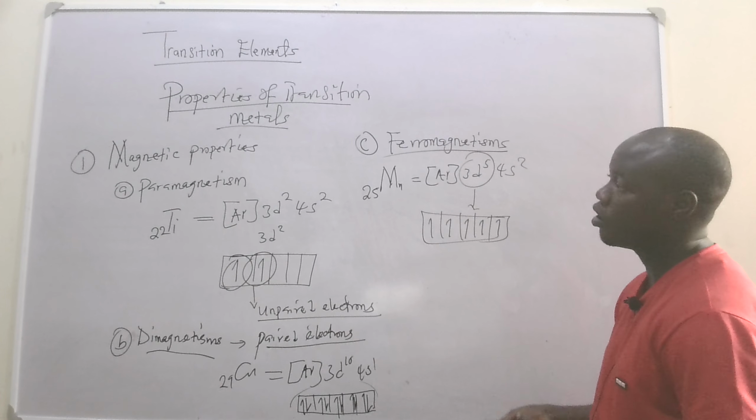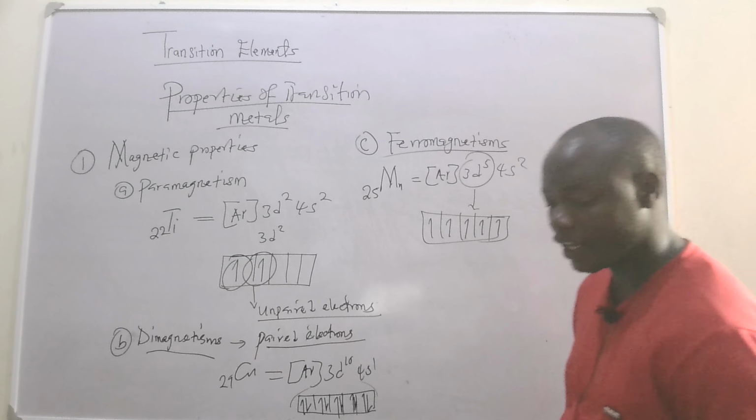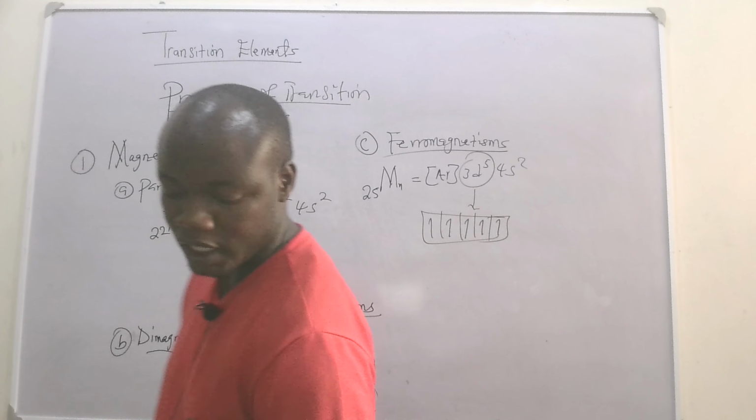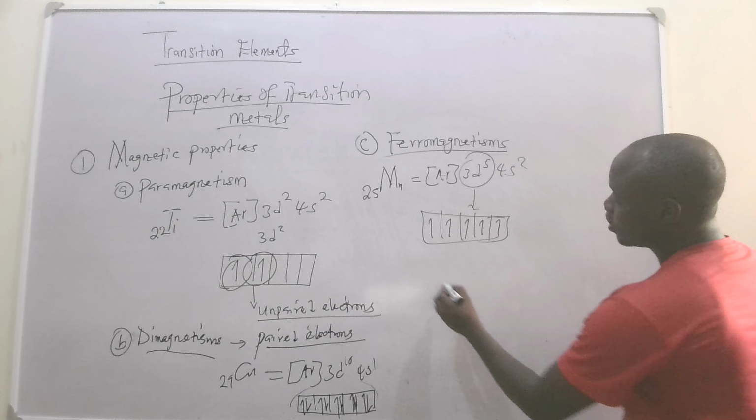So that is one of the first properties of transition elements. And then the next property of transition elements is variable oxidation state.